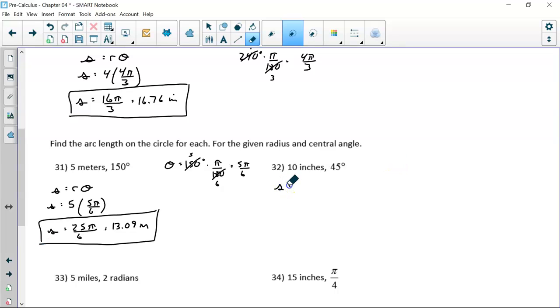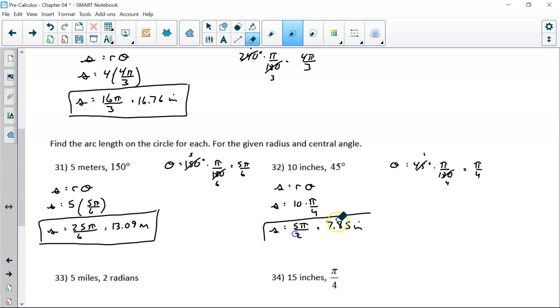32, once again, s equals r times theta. Theta, 45 degrees, we have to change that to radians, so you multiply by pi over 180. They're both divisible by 45, so that's a 1, and that's a 4, so it's going to be actually pi over 4 radians. So it's going to be 10 times pi over 4. So it's going to be, when you reduce, 5 pi over 2 inches, which is about 7.85 inches. So there's the exact 5 pi over 2 and the estimated 7.85.